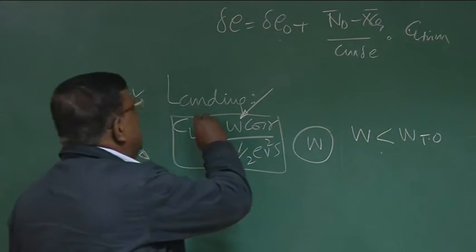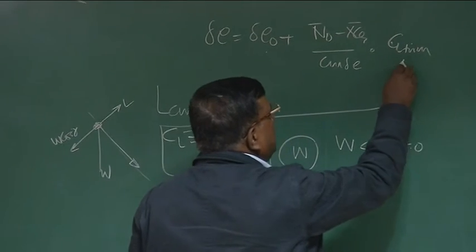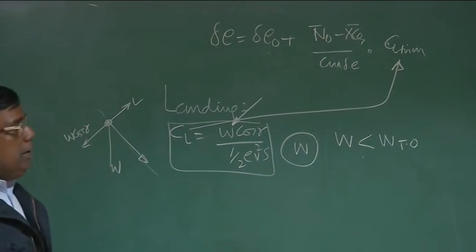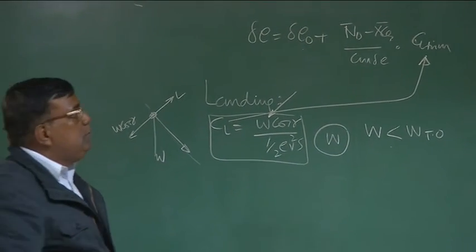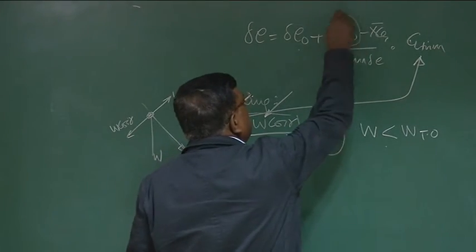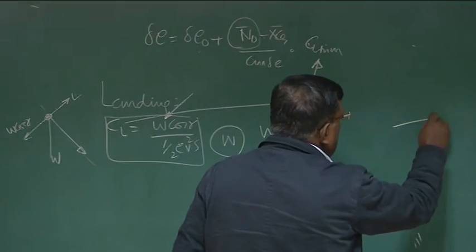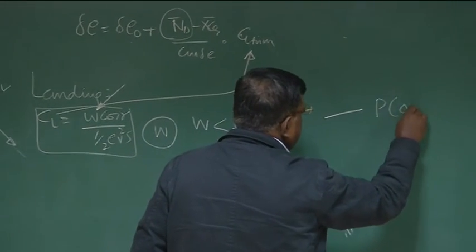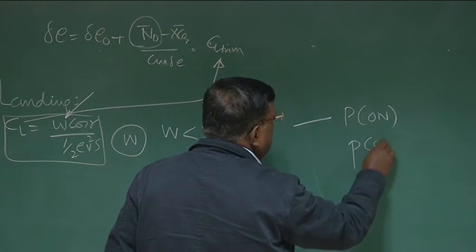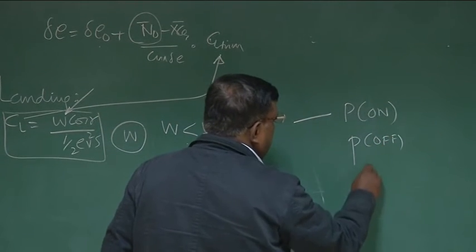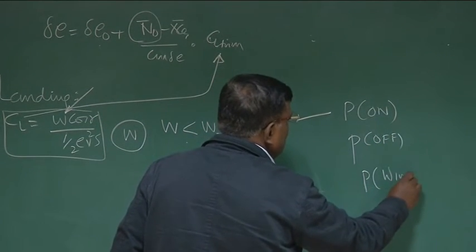That CL, again, we will be putting here for CL trim. But then, as we have made it a habit, we should check what N naught I should put. In this case, when I am landing, we have three cases: power on, power off, and power windmilling.